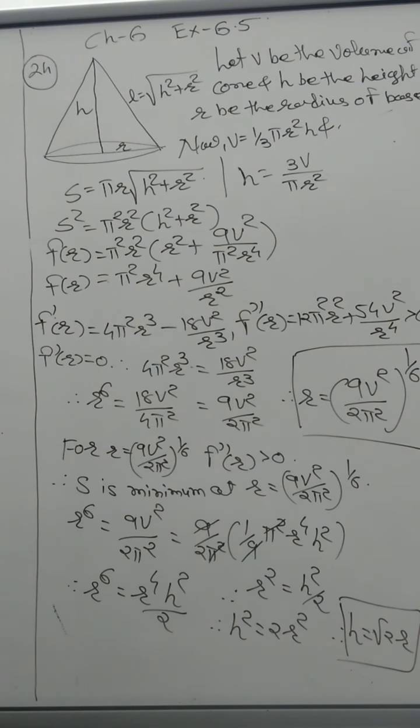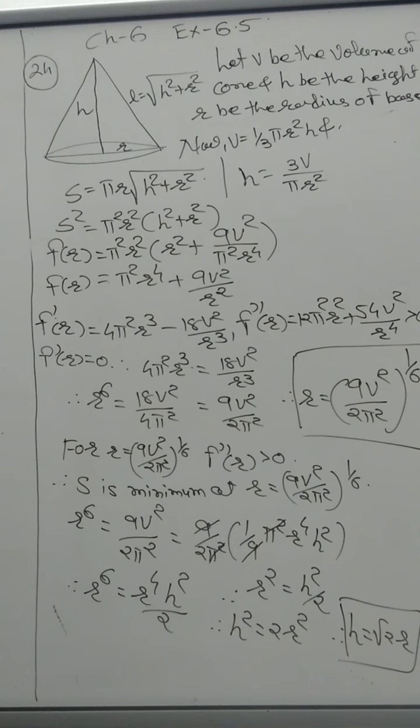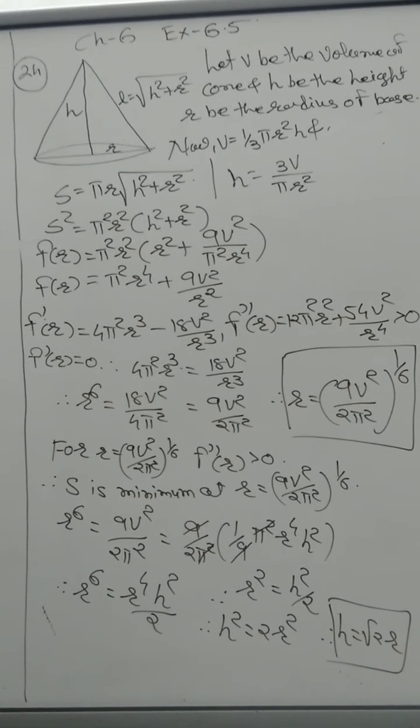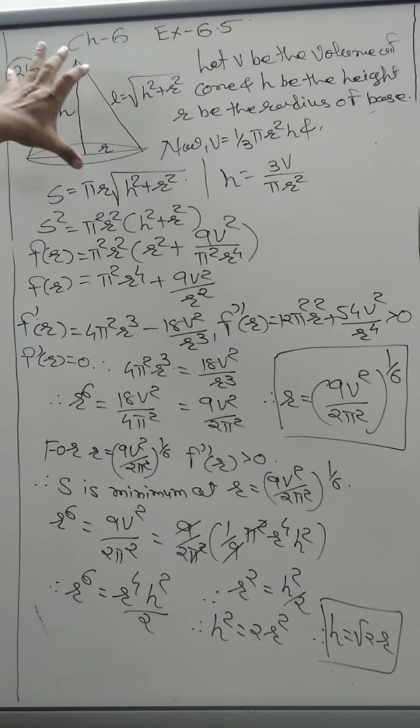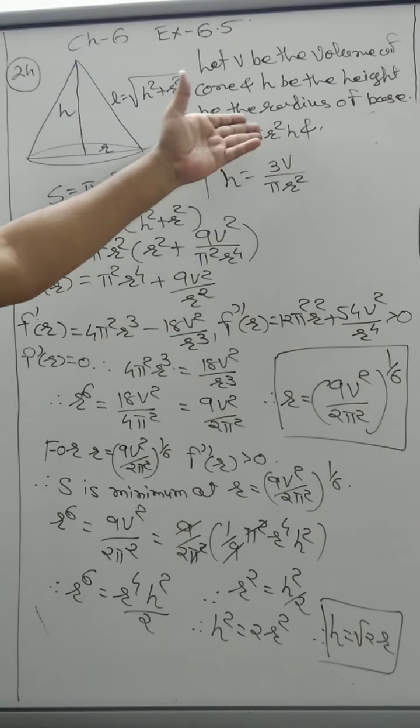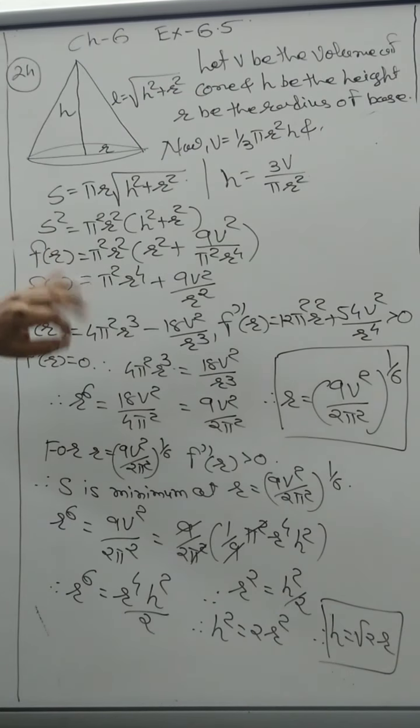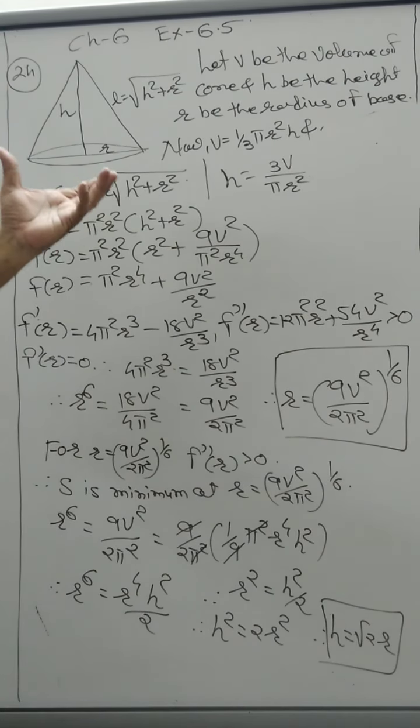That is, the height of the cone is root 2 times the radius of the base of the cone. Okay? So this is our answer, and we obtained it very easily. But here the technical point is that first we recap it. First you know that the volume of the cone is 1 by 3 pi r square h, and then S is equal to the surface area.